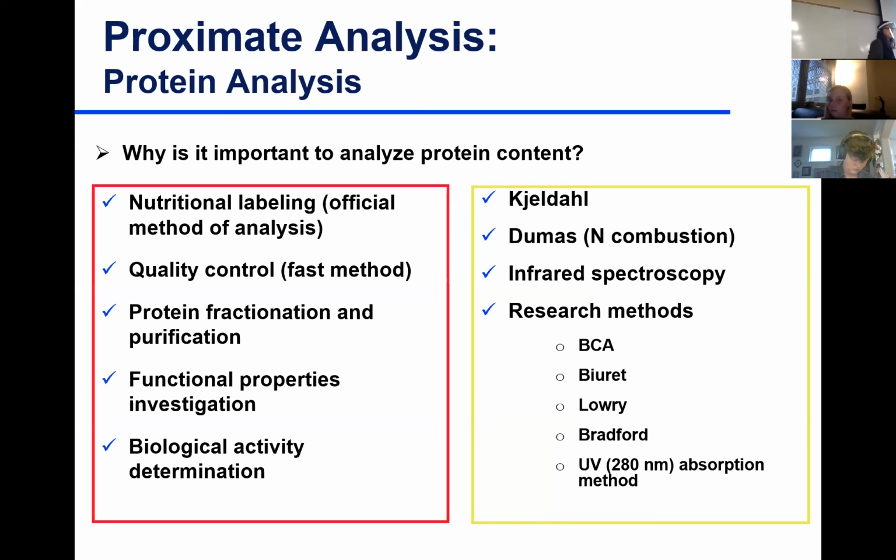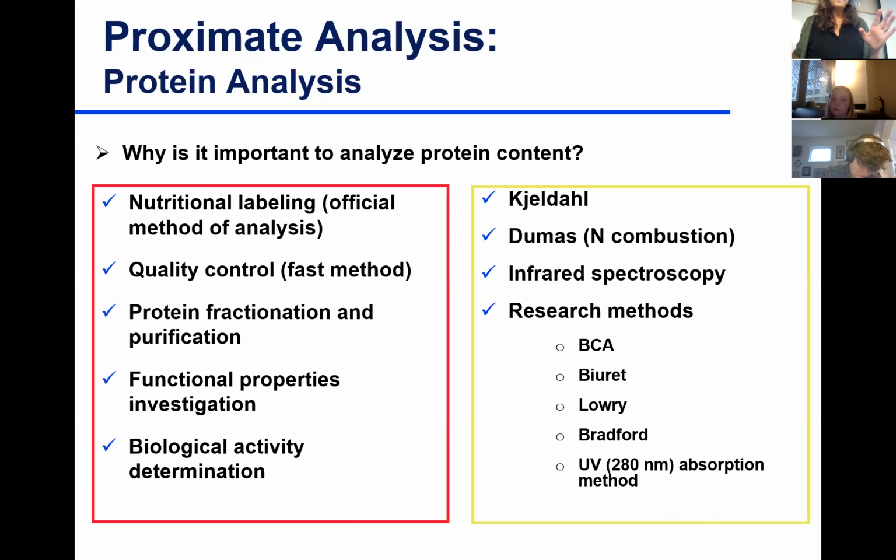So functional properties: how much of a protein do I need to form a stable emulsion, how much of a protein do I need to form a gel, how much do I need of a protein to form a good foam. So that's why it's very important to know protein content for functionality.